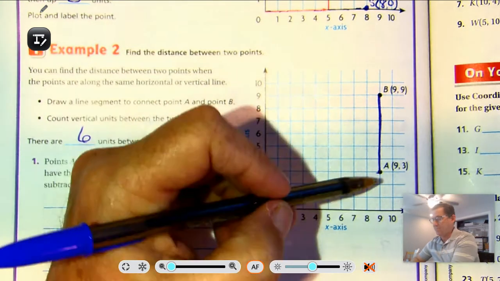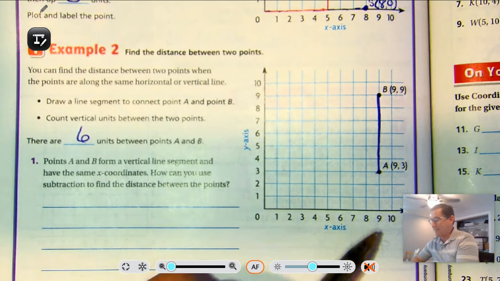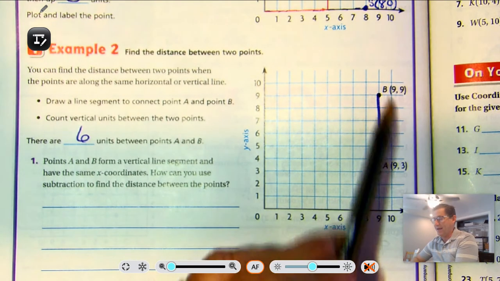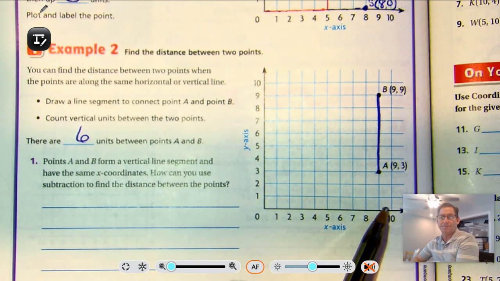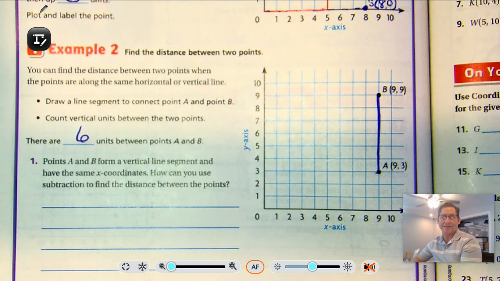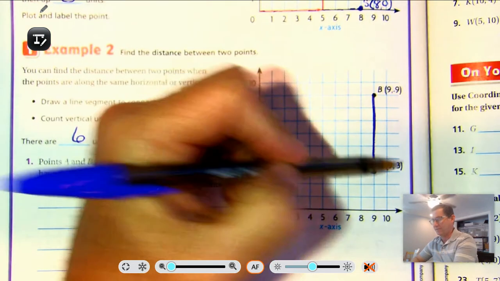So points A and B form a vertical line segment. And they have the same x coordinate, 9, 9, right? So they're in the same location along the vertical axis. So how can we use subtraction to find the distance between the points? Well, we would just take the y coordinates and subtract.